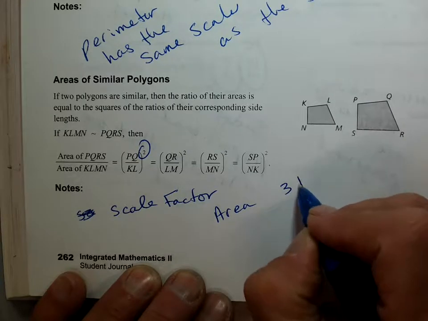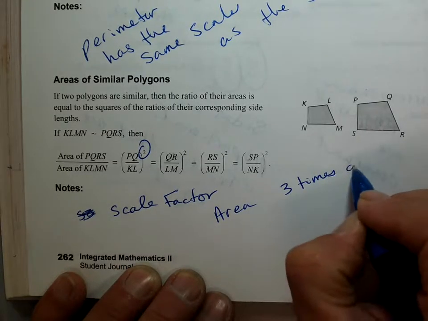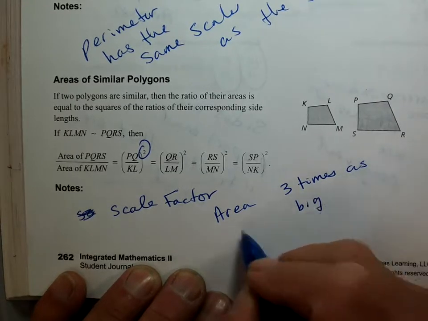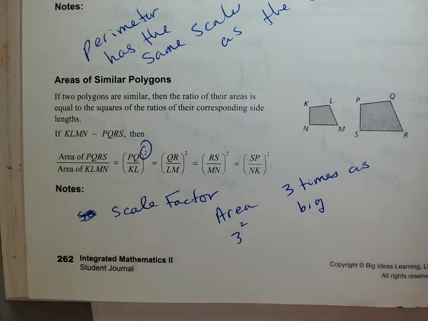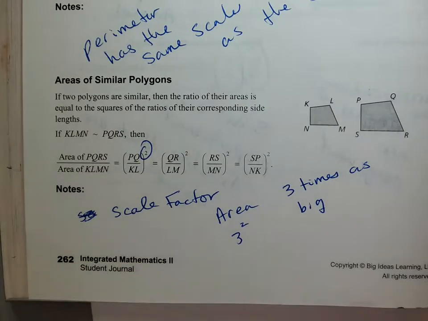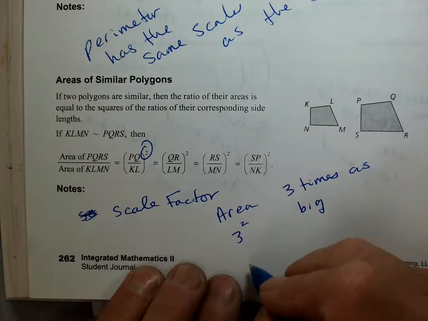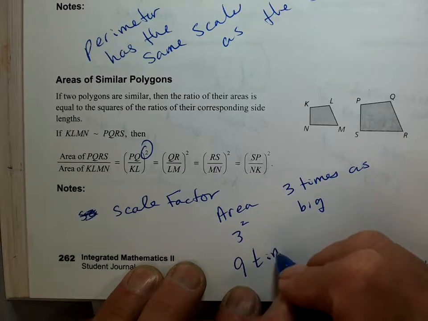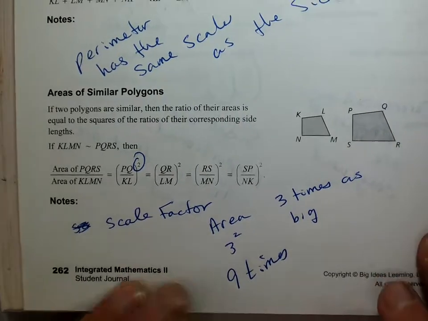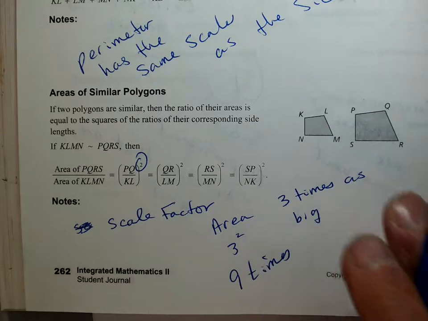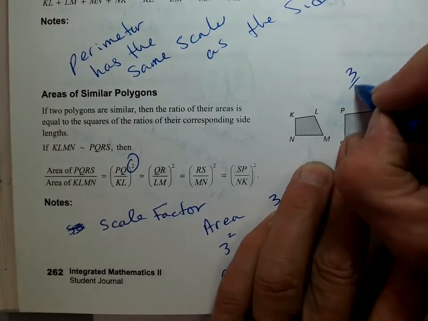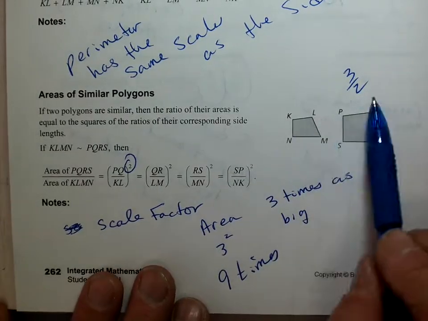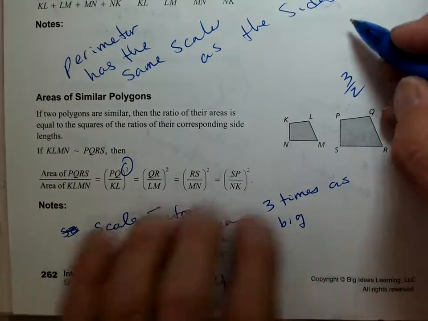That means the area would be 3 squared times as big, or 9 times as big, because you increase the base and the height, which changes it from 1 dimension to 2 dimensions, so it's going to be 9 times as big. Okay? Let's just say hypothetically, I'll let you catch up. Let's say hypothetically this one is 3/2 as big. Okay?